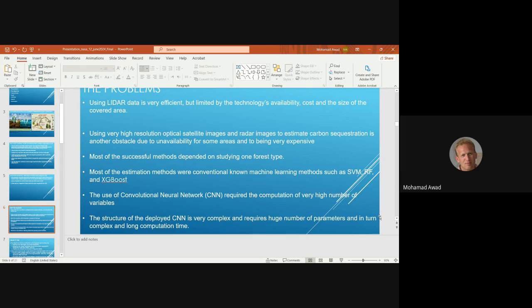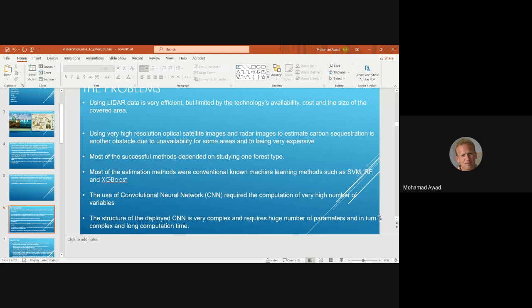The use of convolutional neural networks required the computation of a very high number of variables. Here we are talking about estimating carbon sequestration quantitatively. So that required the computation of a very high number of variables that reach sometimes 70 variables, 67 variables, depending on the type of research and the area of study.